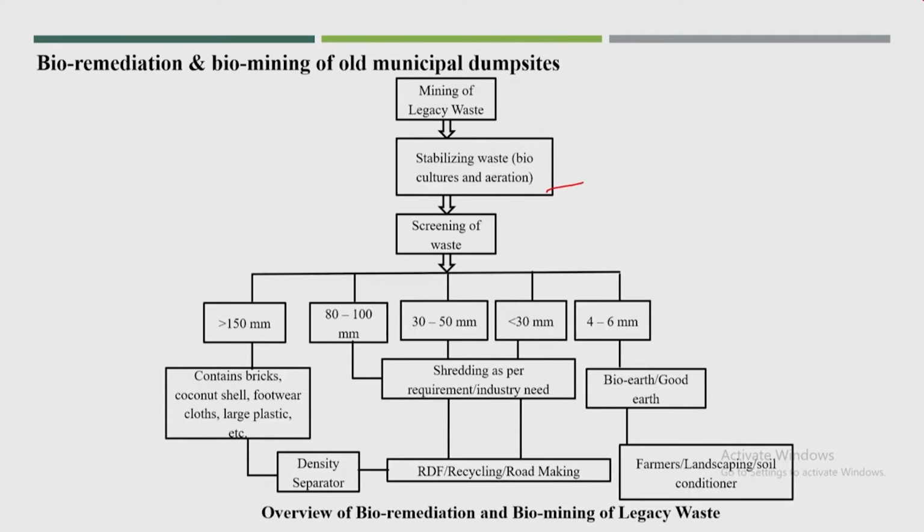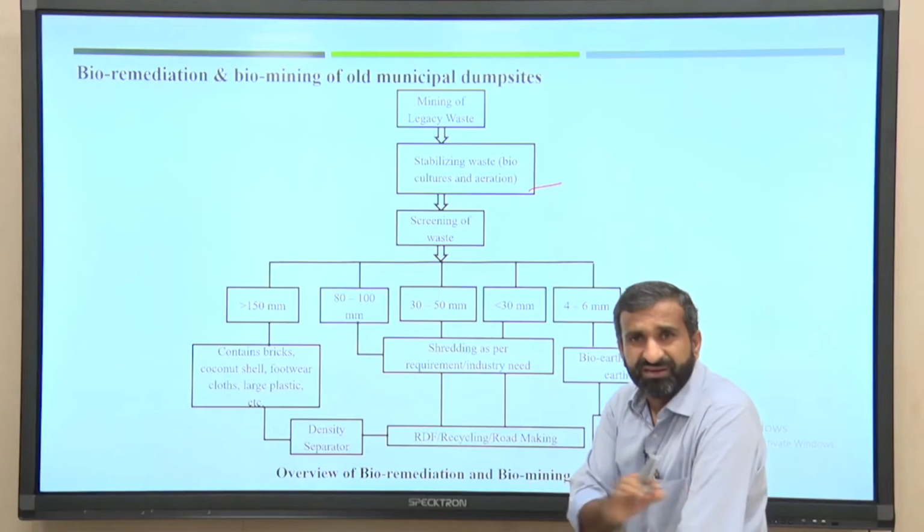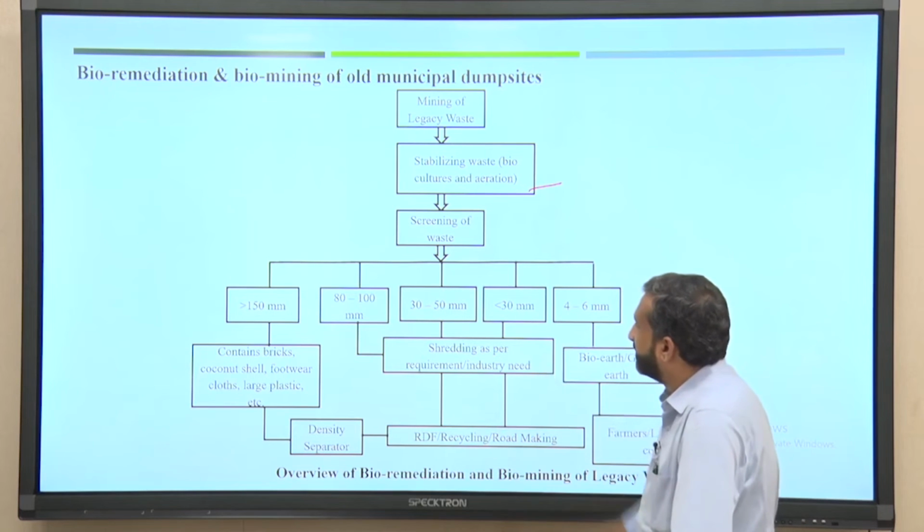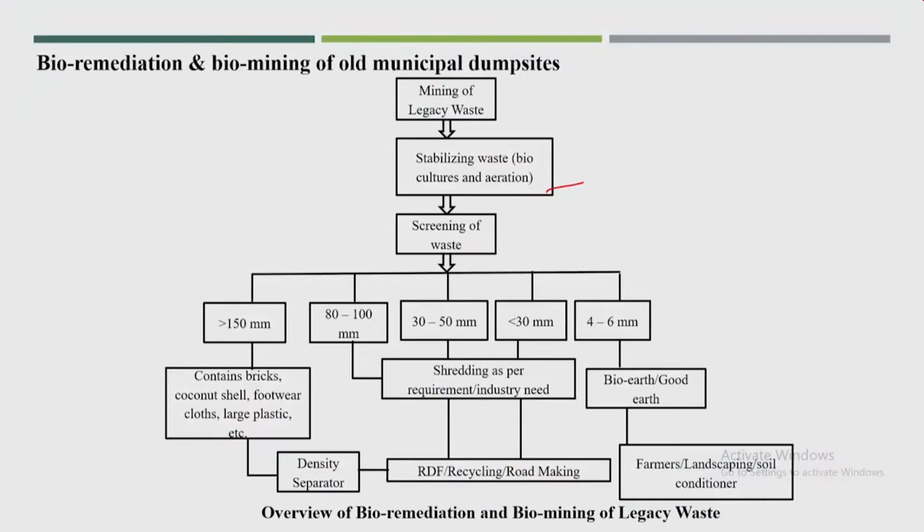So, please understand properly here. When you say biomining, first is stabilizing the waste, meaning go for windrows, provide proper aeration, and try to add some bioculture for the degradation process. Once the degradation is over or the material gets completely dry under the windrow, we go for screening of waste, screening in different sizes.